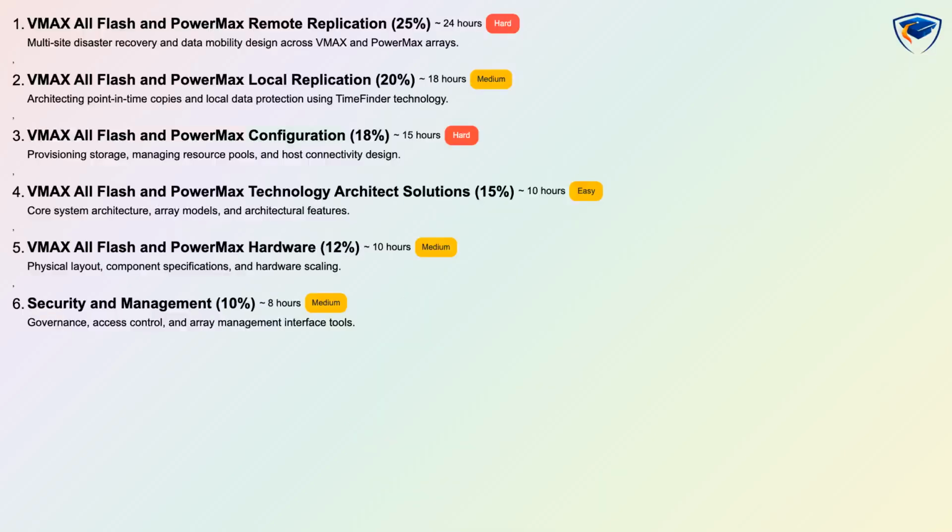This exam covers 6 domains with weighted focus: VMAX All-Flash and PowerMax Remote Replication 25%, VMAX All-Flash and PowerMax Local Replication 20%, VMAX All-Flash and PowerMax Configuration 18%, VMAX All-Flash and PowerMax Technology Architect Solutions 15%, VMAX All-Flash and PowerMax Hardware 12%, and Security and Management 10%. Each domain lists difficulty, estimated study time, and assessment type so you can plan study priorities and practice scenario-based tasks.